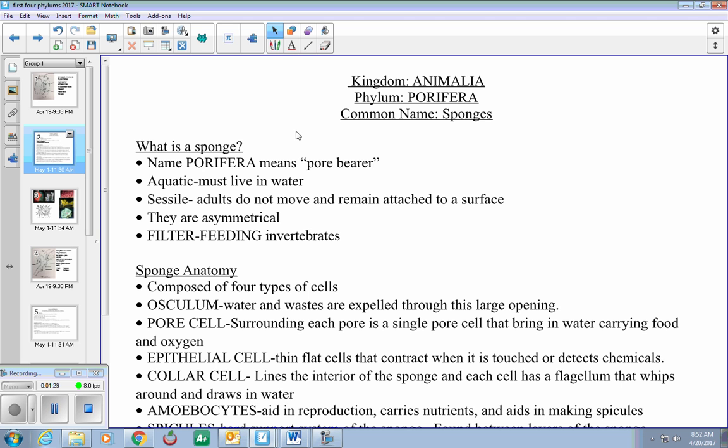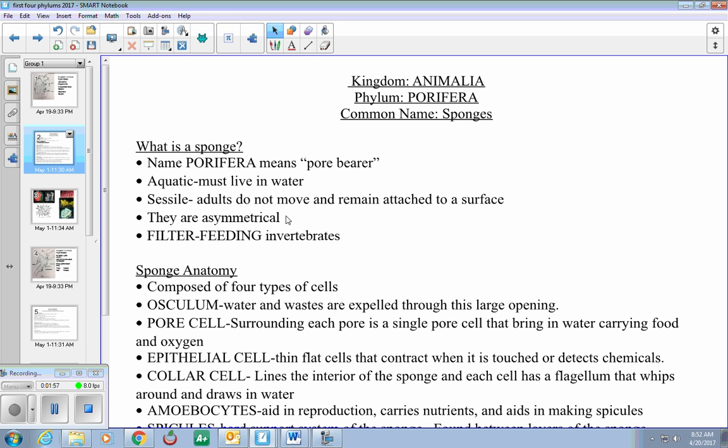So here is the notes page for this. So the name Porifera means pore-bearer. They have to live in water. They can be in fresh or salt water. Now, we said that all animals have to move. Well, the adults are sessile, and sessile means that you don't move around. They remain attached to some surface. However, the larvae have little cilia, and they can swim till they find a nice hard surface.